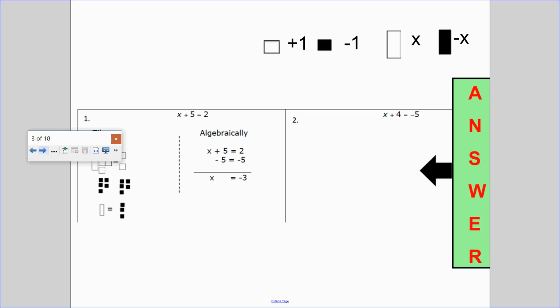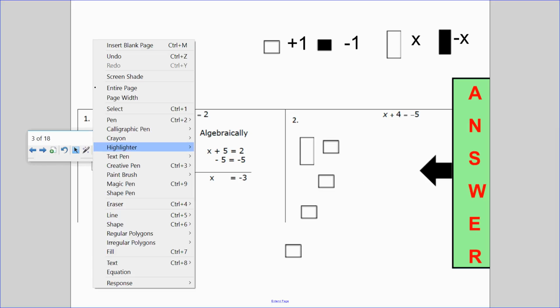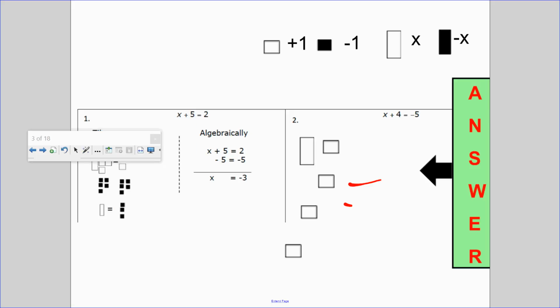So for example, x plus 4 equals negative 5. So we have x plus 4, 1, 2, 3, 4, is equal to negative 5. 1, 2, 3, 4, 5.